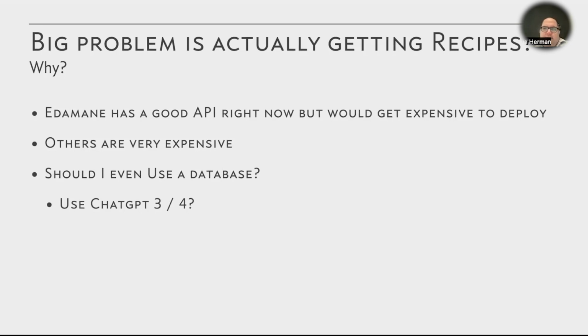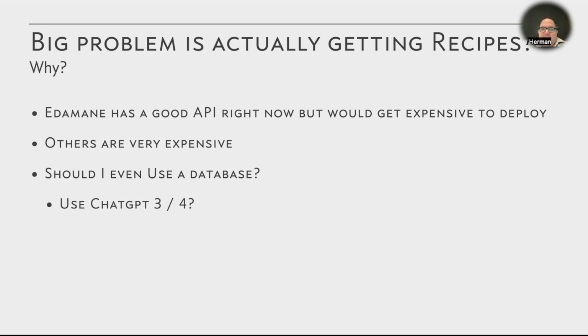Another issue would be actually getting a recipe database. Edamam has a good API right now. It would get expensive later, but I think that's a good candidate that I could use. Every other API is way too expensive unless I got actual VC funding, but I don't really want to do that. Well, not at this stage anyways.